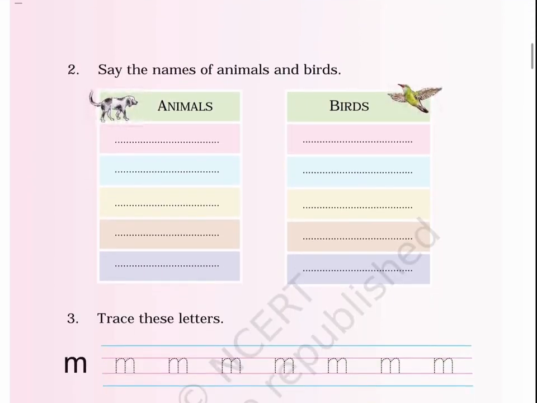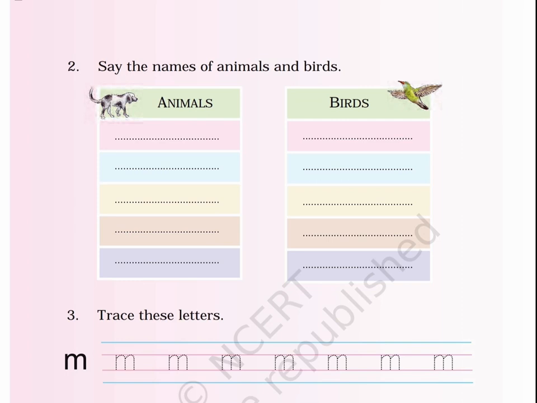Page number 12. 2. Say the names of animals and birds. Now write the names of animals on the dotted line. And on the right side, write the names of birds along the dotted line.